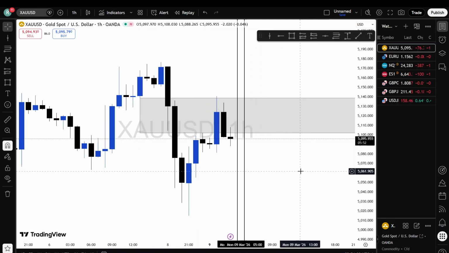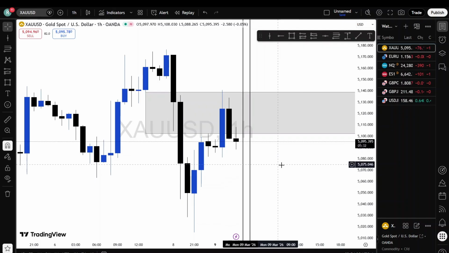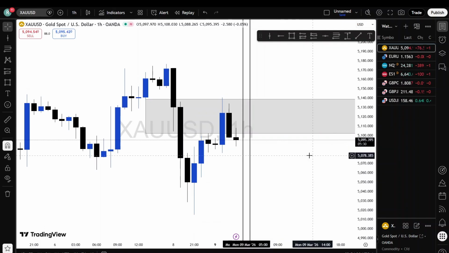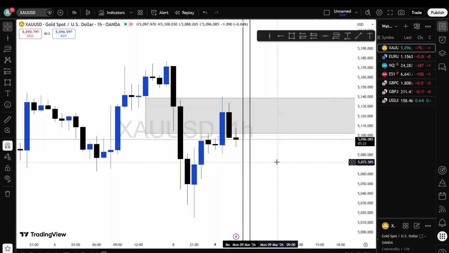So first, let's see gold. These vertical lines are the lines from where the London session will start. This is 4 o'clock UTC-4 New York time, because daylight savings time has started in the US zone, and for London it's still pending. It will start on 29th of March, I guess. So for today, this is the start of the session.